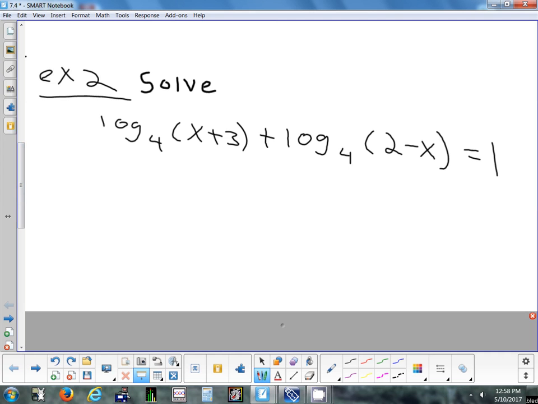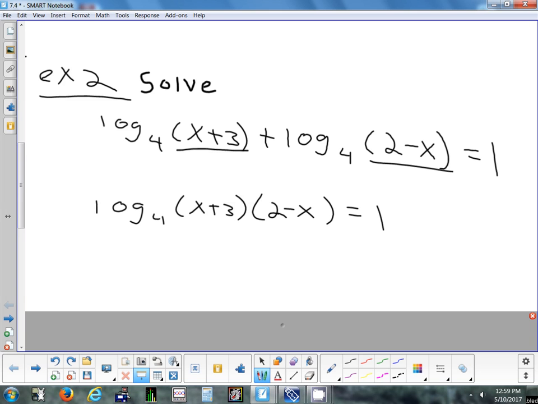They're the same. So whenever you have two logarithms with the same base, separated with a plus sign, or it could be minus, this one's plus, you can combine them. Catherine, do you remember when you have a plus sign between two logs? I might have said it earlier. What do you do with those two things? Exactly. So we're going to have log base 4 of (x + 3)(2 - x).